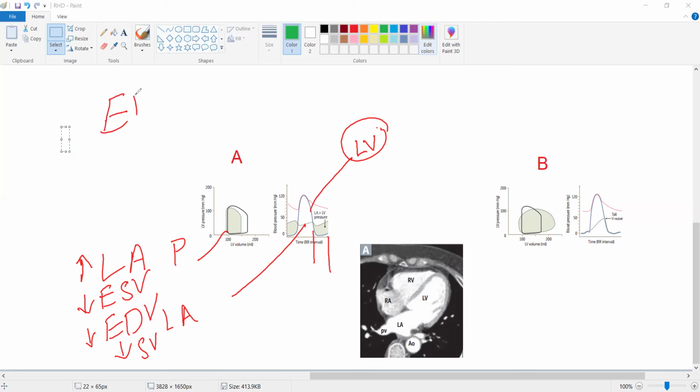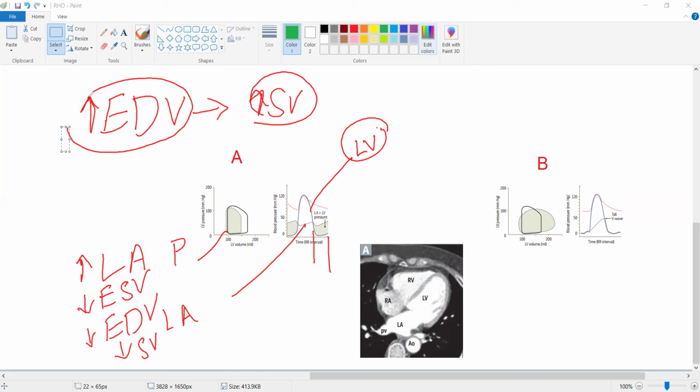So end diastolic volume is a determinant. If end diastolic volume increases, it means stroke volume increases, right?